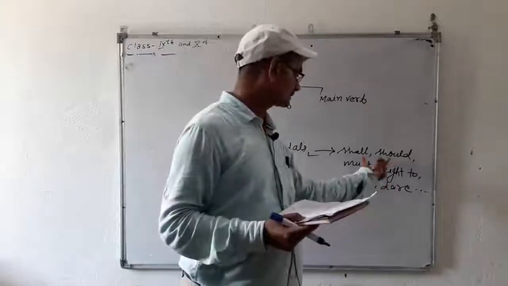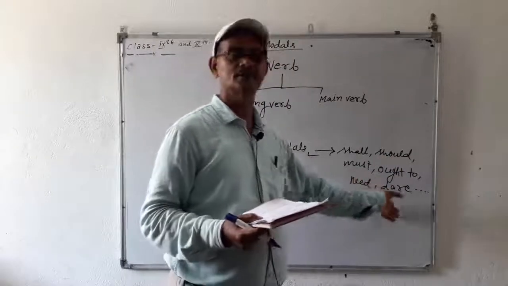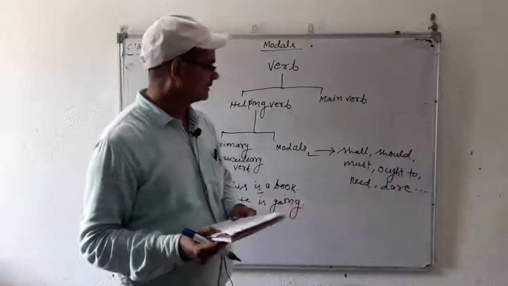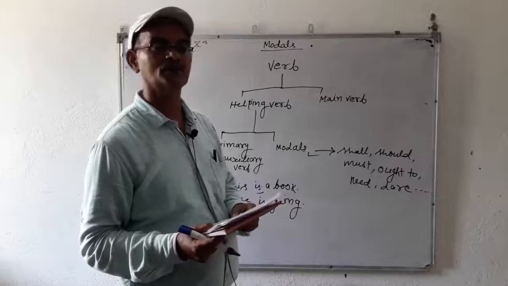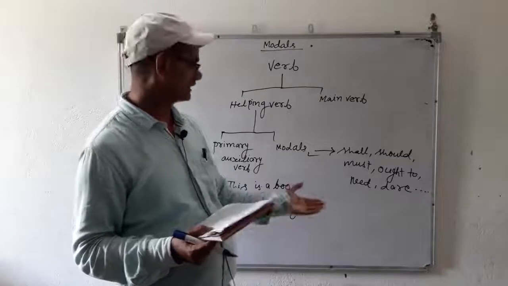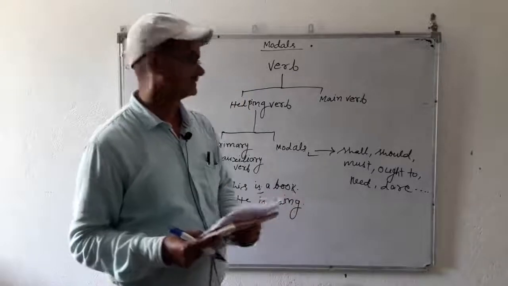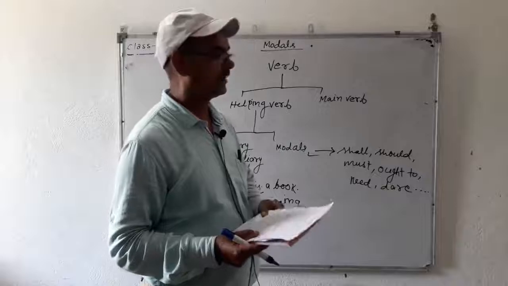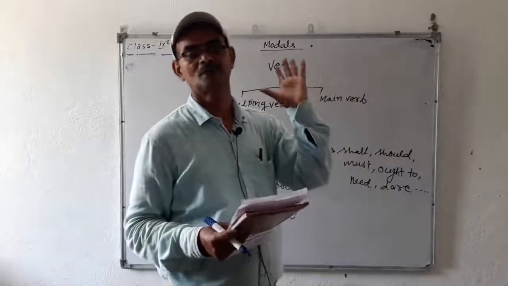These are the modals because they explain or express the mood and manner of verbs like shall, should, must, ought to, need and dare. In this group, some of the modal verbs are known as semi modals. कुछ सेमी मॉडल कहा जाता है. And such semi modals are need, dare, used to, because they are used as main verbs and also as auxiliary verbs, as modals.